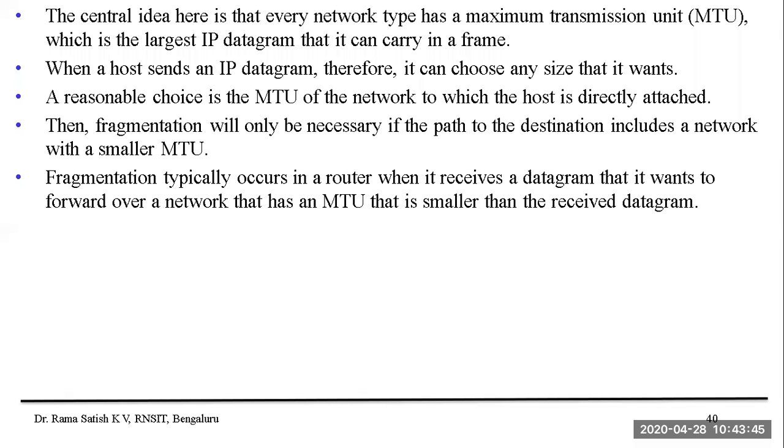And fragmentation typically occurs when a router receives a datagram that it wants to forward over a network that has an MTU smaller than the received datagram. So always remember, the MTU, the maximum transmission unit, should be chosen as the smallest that is possible in the network, so that we can avoid fragmentation and other things.